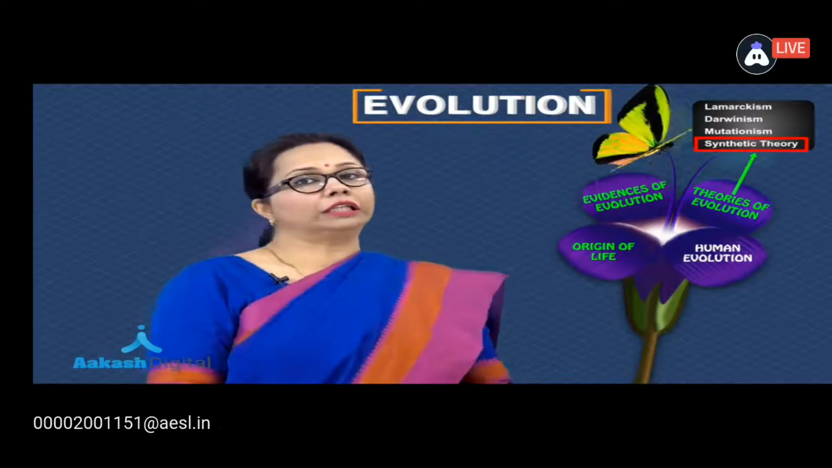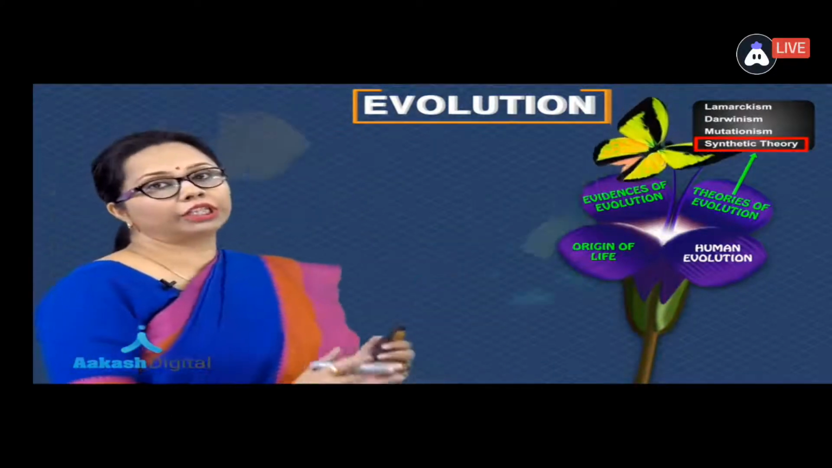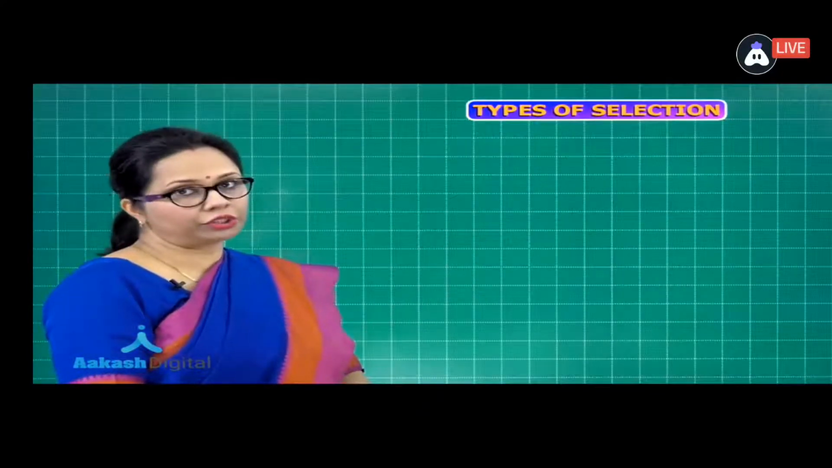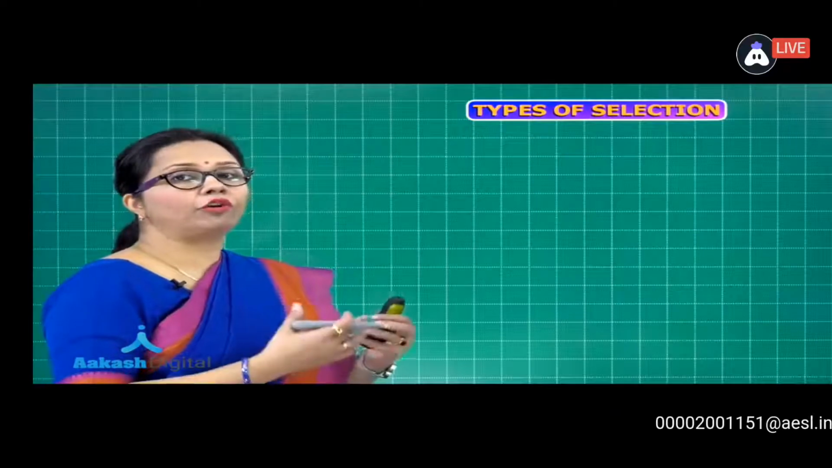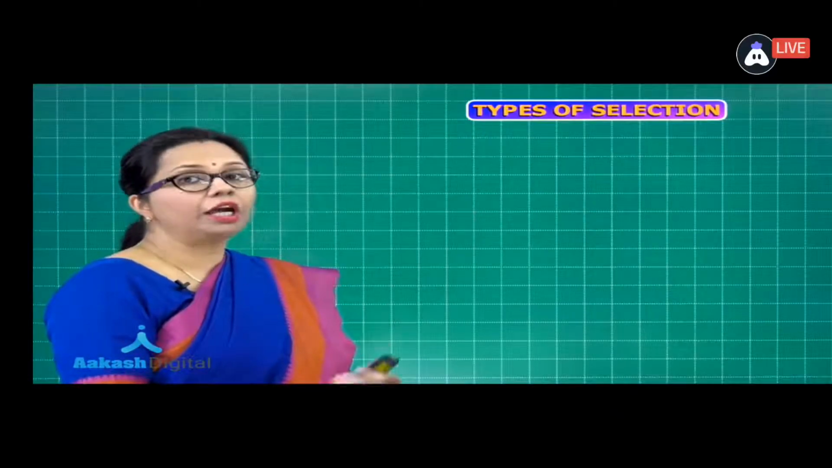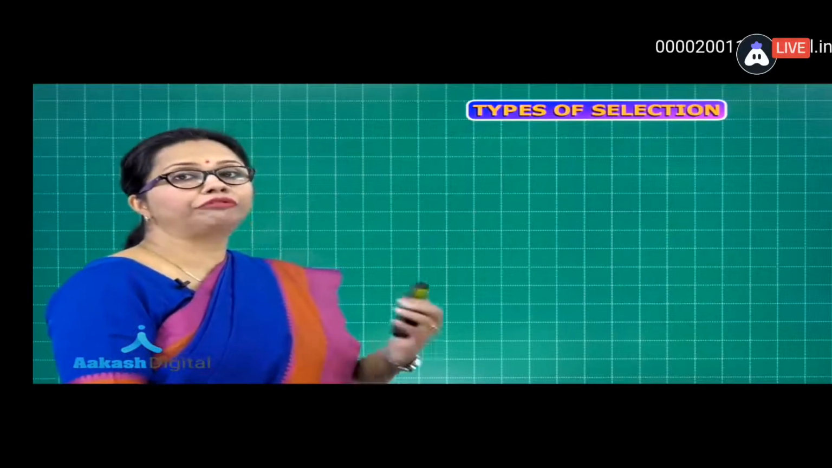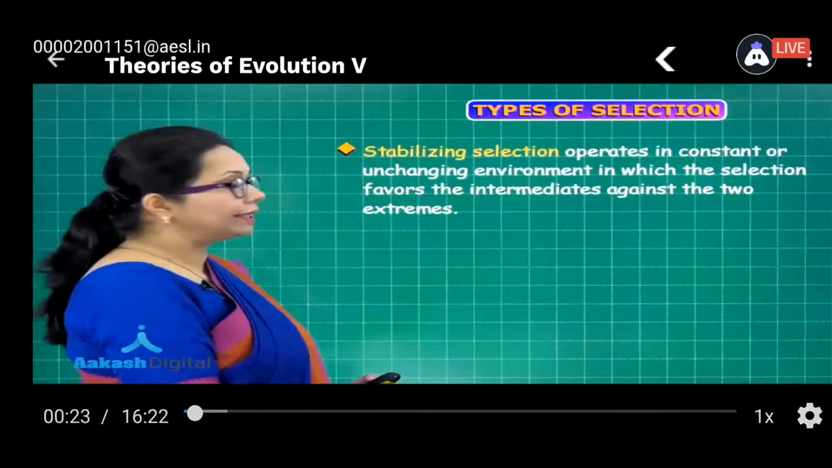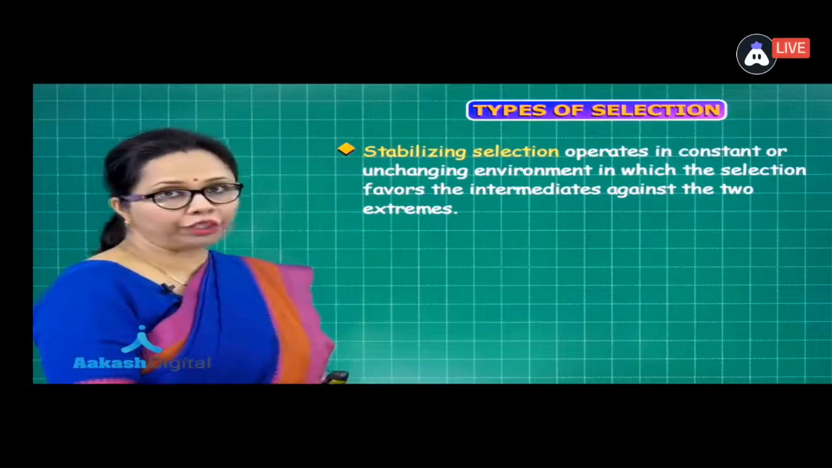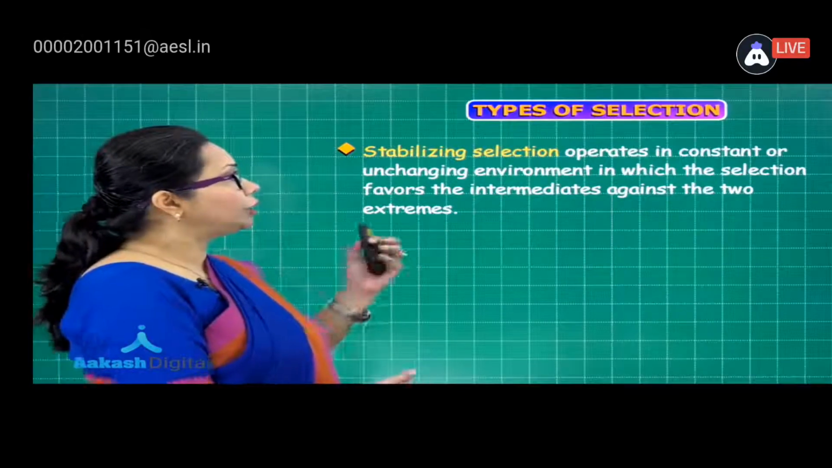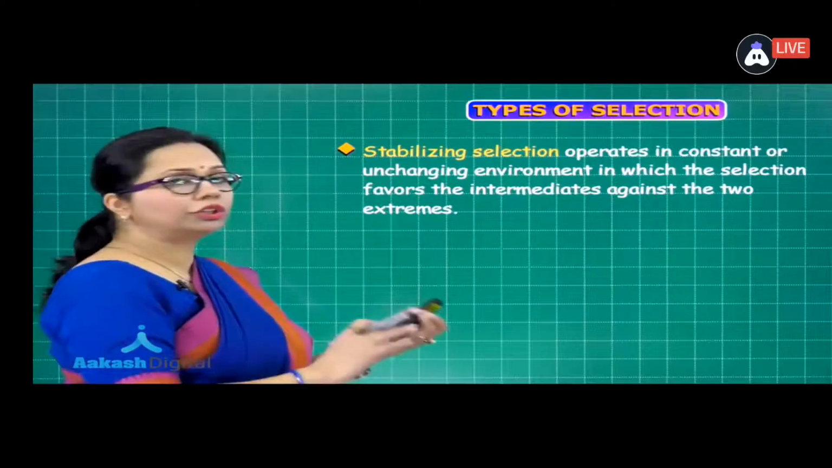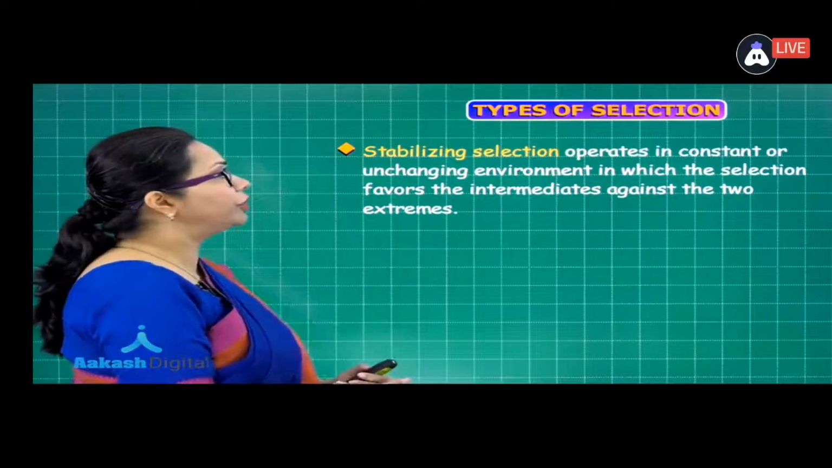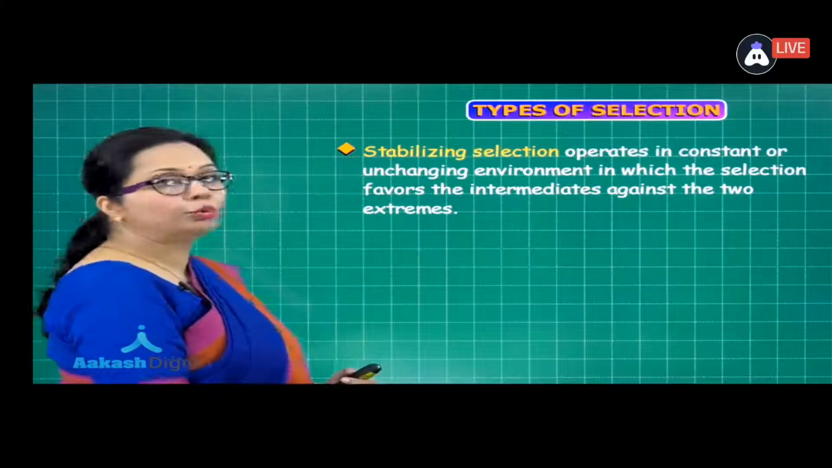Now moving on with the factors which disrupt the Hardy-Weinberg equilibrium, coming to natural selection. Natural selection we have already studied along with the synthetic theory, but now we are going to take up the different types of selection. One of the types is stabilizing selection, which is the most common type of selection occurring in nature. This operates when the environmental conditions are constant or not changing, and in which the selection favors the intermediates against the two extremes.